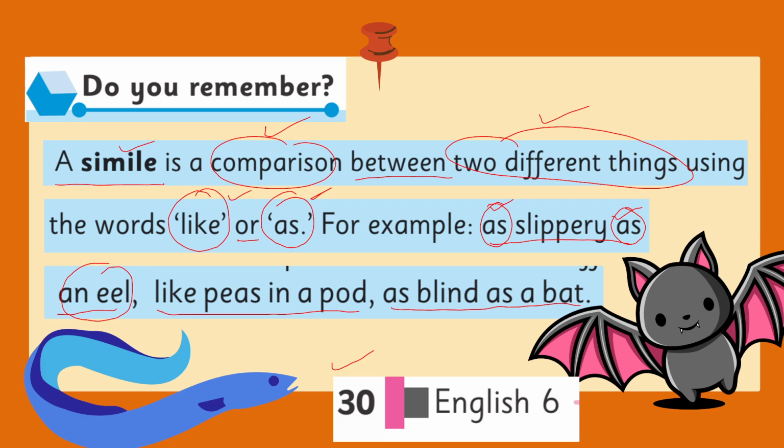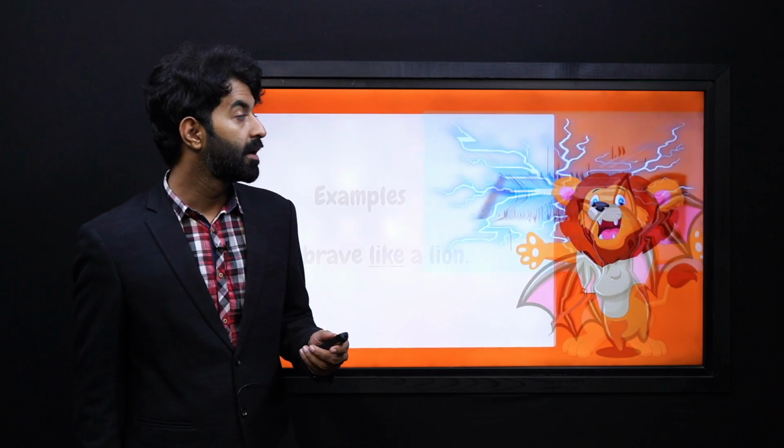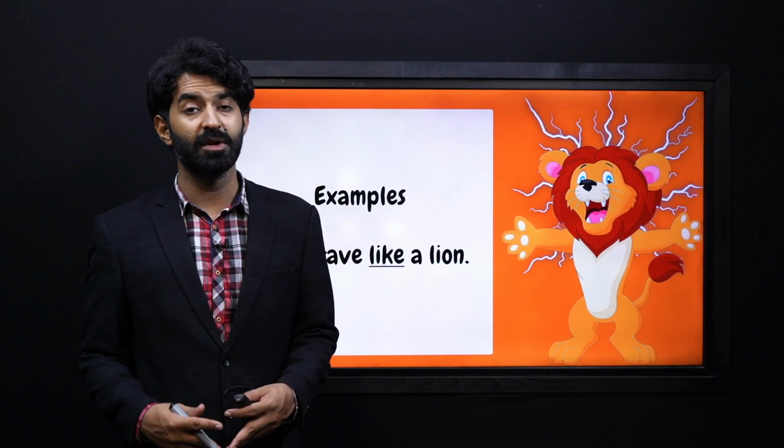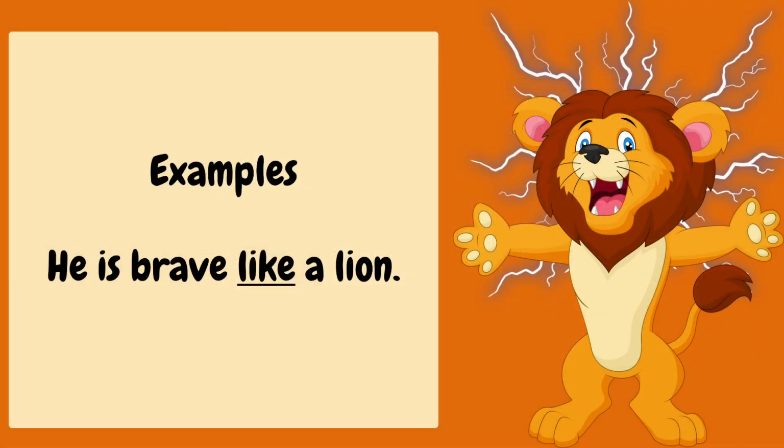Next one is like peas in a pod. We use the word like for the comparison, and as blind as a bat. We are comparing something which is blind, but how blind it is, like a bat. So we are comparing two different things to create the effect and emphasis. This is why we use similes, and these are some of the examples in front of you. Now, let's go through some examples together with some pictures to make you understand better.